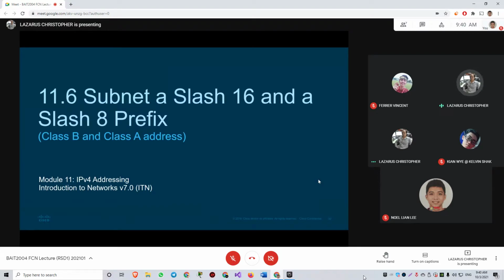That means when you borrow bits, you definitely get more space for an increase in the number of subnets, because you have more bits, right? And even though you borrow bits from the host part for the network part, you still have a lot of bits for the host, right?